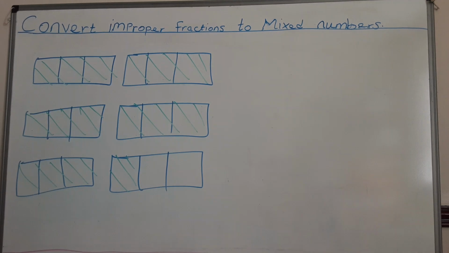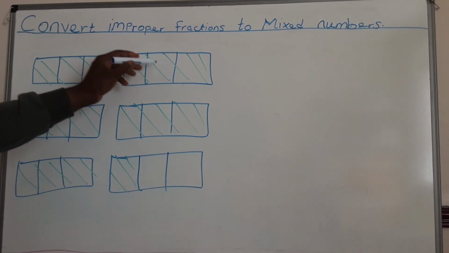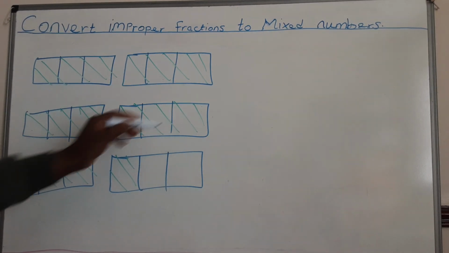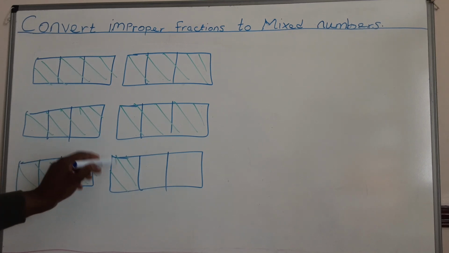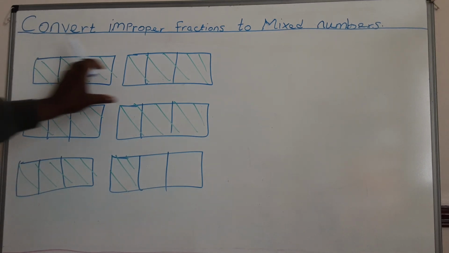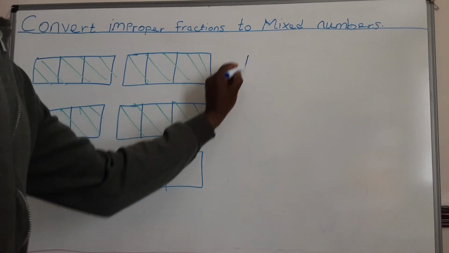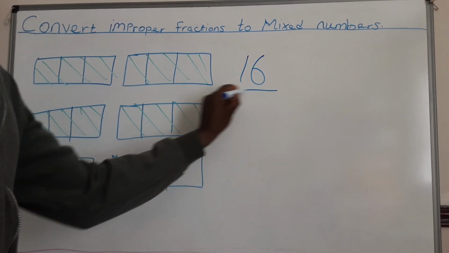So to write the improper fraction down, first we have to count the number of shaded portions that we have on the board. So let's count it together. 1, 2, 3, 4, 5, 6, 7, 8, 9, 10, 11, 12, 13, 14, 15, 16. So we know that 16 parts are being shaded. So we write our 16 down.